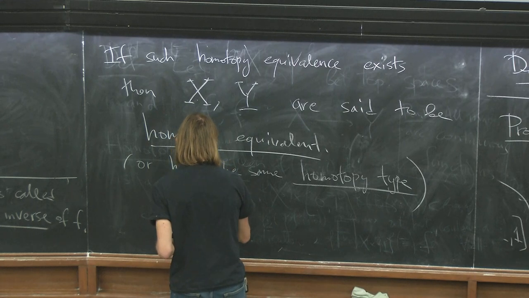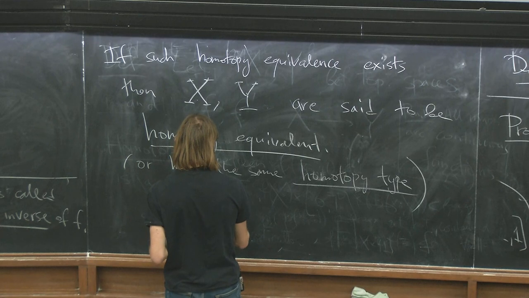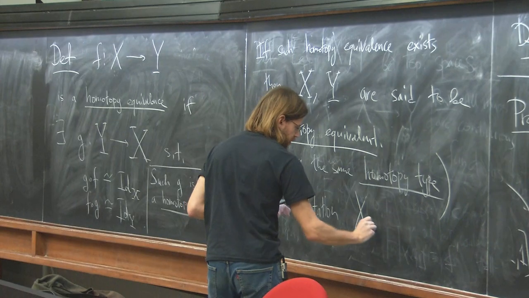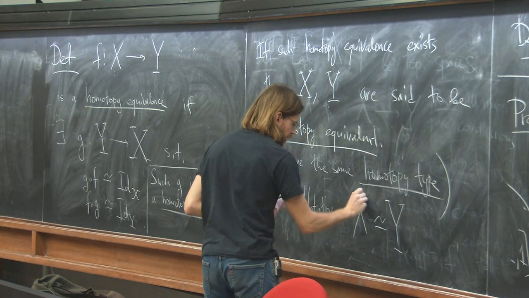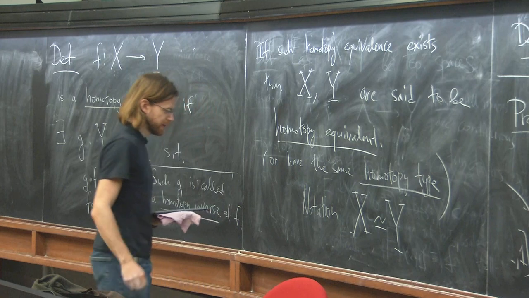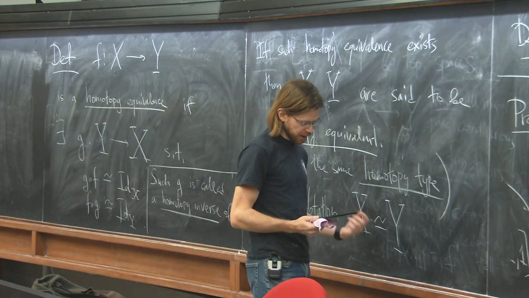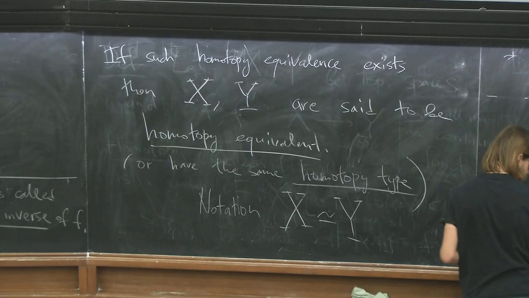And the notation we will use is again the same as for homotopy between maps. To denote that two spaces are homotopy equivalent, we will use the same symbol. But before we had a relation between functions, and now we have a relation between topological spaces.